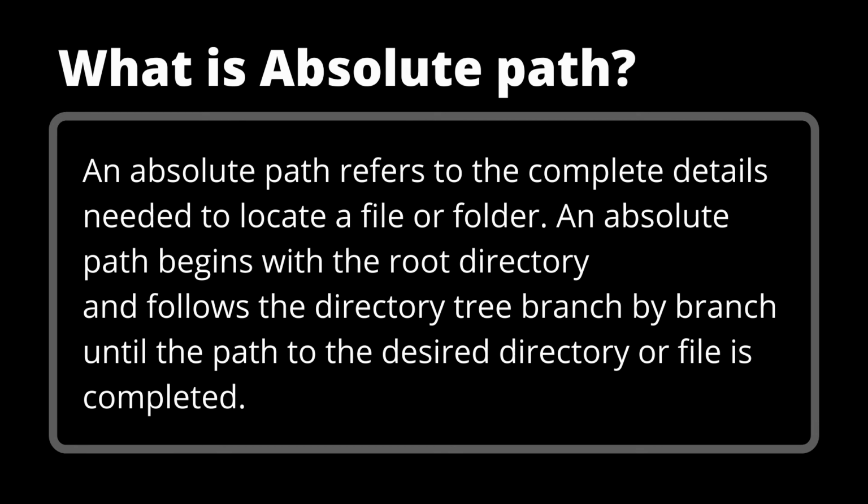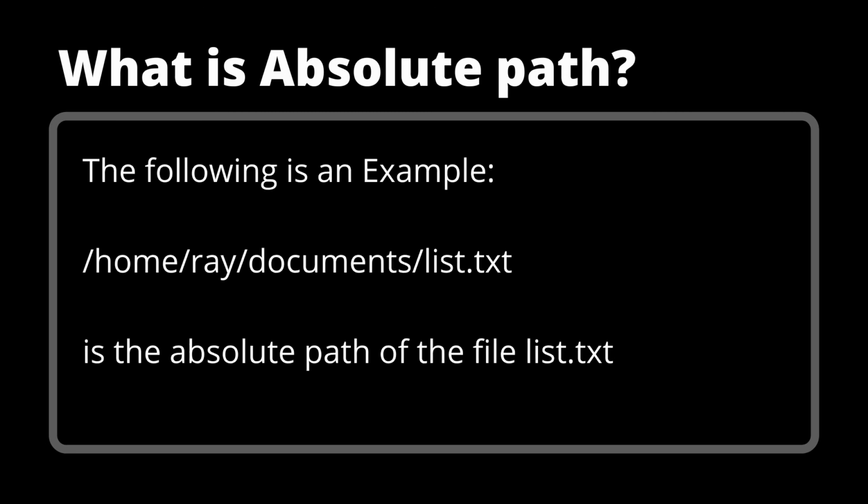Absolute path and relative path. What is an absolute path? An absolute path refers to the complete details needed to locate the file or a folder. An absolute path begins with the root directory and follows the directory tree branch by branch until the path to the desired directory or file is completed. Now the following is an example of the absolute path. The above mentioned path is the absolute path of the file list.txt.